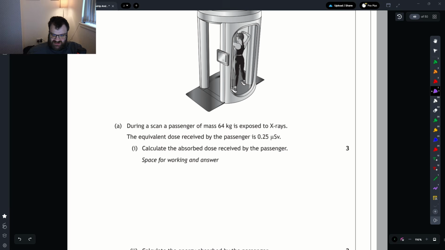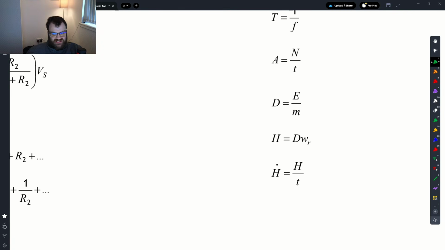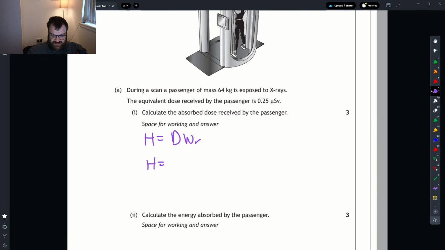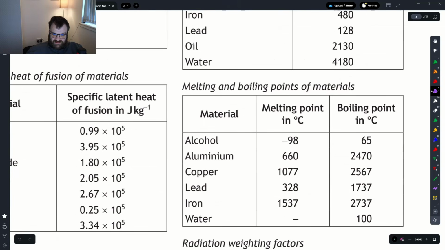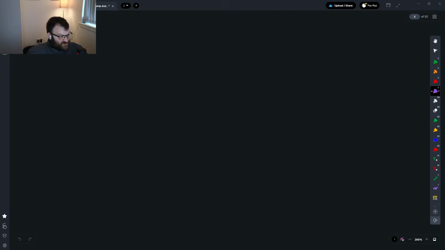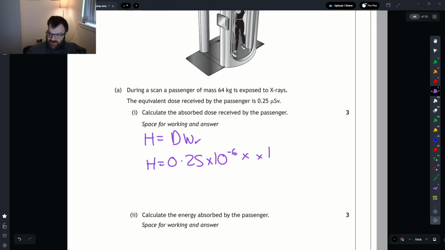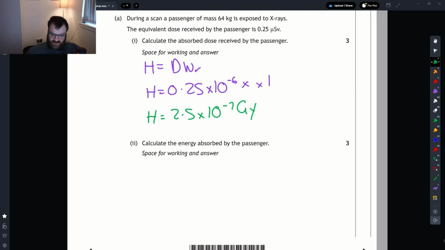Perhaps. Next, we're asked about absorbed dose. That is the H equals D times W_R. The equivalent dose is 0.25 times 10 to the minus 6, as micro is times 10 to the minus 6. Times by X-rays. Let's find that down here. X-rays are 1, so it's not going to change anything. And then it will just be the same, but it might look nicer if we do 2.5 times 10 to the minus 7. And it's grays instead of sieverts or microsieverts.